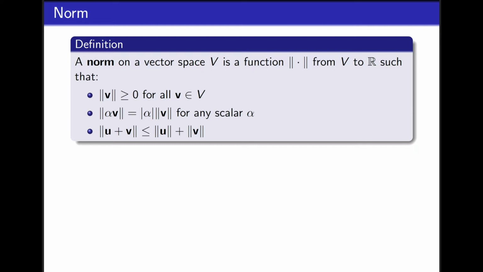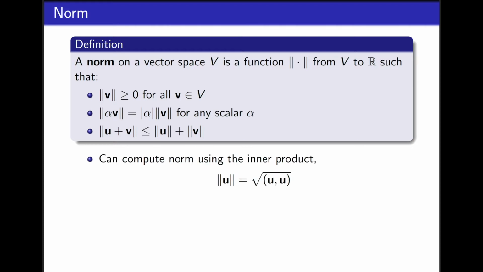First, the norm of a vector must be non-negative. Second, scalars can be taken out of the norm, but when they're taken out of the norm, they have to be put in absolute value. And finally, we have the triangle inequality, which is the same inequality that you know from the absolute value.